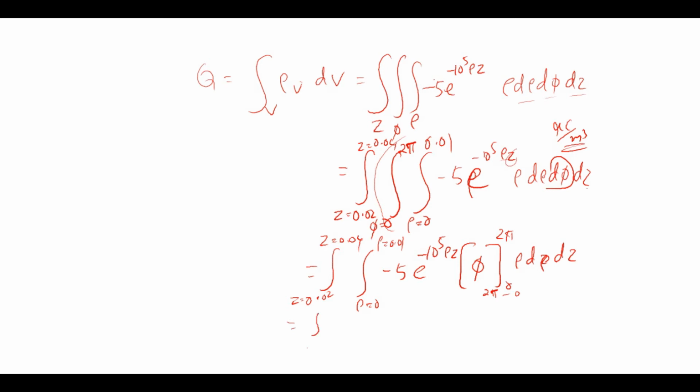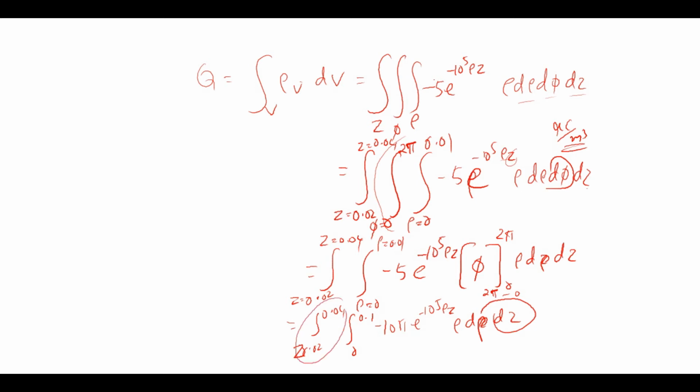as follows: 0.02 to 0.04, 0 to 0.1, minus 10 pi e to the power minus 10 to the power 5 rho z, rho d rho dz. Again we can choose any one of the parameters. Now I will select the z parameter as the second integral, so dz along with all the functions which depend on z, and this is the limit.